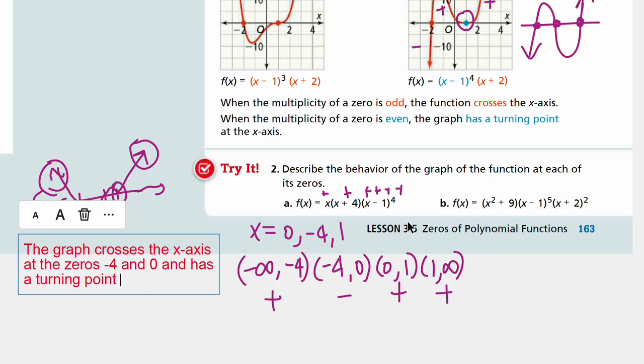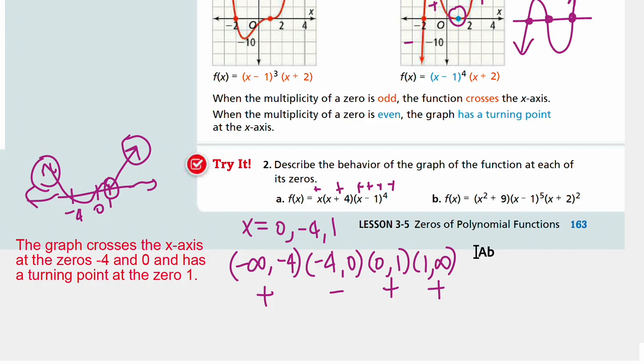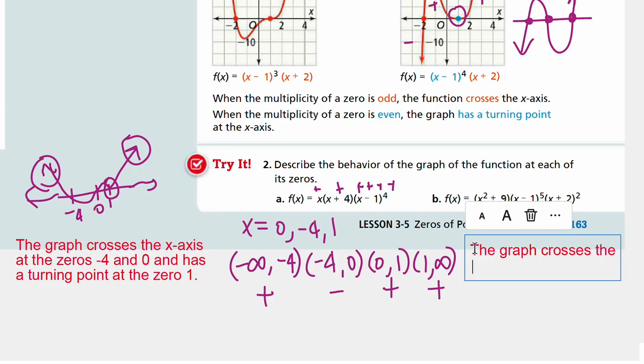So this is a process for you to figure out the zeros, the multiplicity of zeros and where the turning point would lie. You have to check their intervals. Okay, so in the same way, part B will have a graph that crosses the x-axis at the point (1, 0) and has a turning point at the point (0, -2).